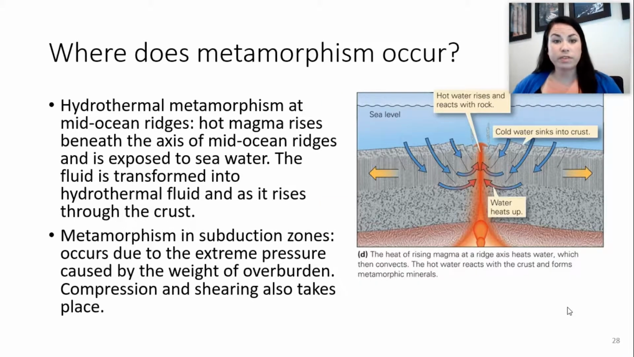Okay, hydrothermal metamorphism can occur at mid-ocean ridges, and this is where hot magma rises beneath the axis of the mid-ocean ridge, and then it's exposed to seawater. The fluid is transformed into hydrothermal fluid as it rises through the crust. So this has to do with the influence of seawater as it forms and cools.